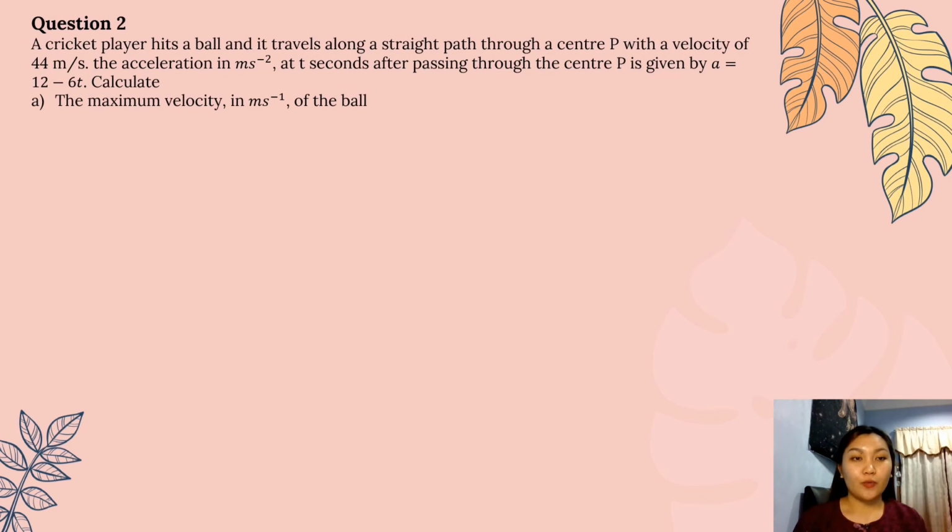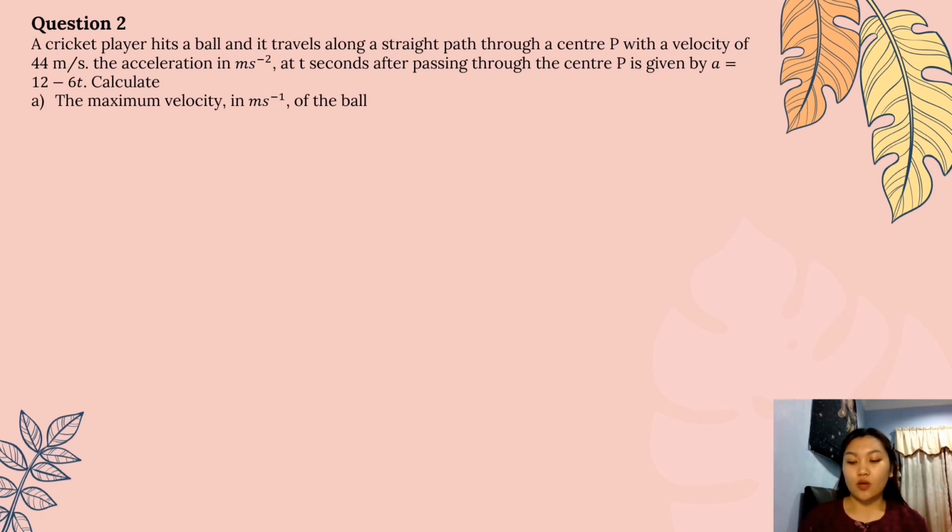Okay, so we move on to the next question. A cricket player hits a ball and it travels along a straight path through a center P with a velocity of 44 ms-1. The acceleration in ms-2 at t seconds after passing through the center P is given by a equals 12 minus 6t. Calculate the maximum velocity in ms-1 of the ball.